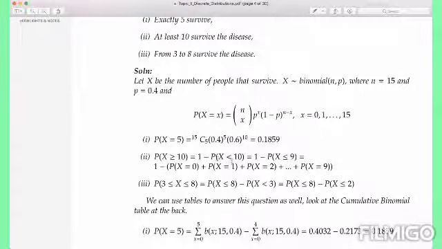But now this ranges from x less than 10, ranges from 0 up to 9. That's why I said here this is the same as 1 minus probability of x equals 0, x equals 1, all the way up to x equals 9. So I want to illustrate how to compute this using the tables. We can go to the table. I attached a table here.